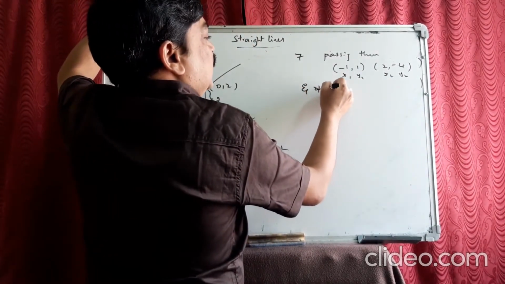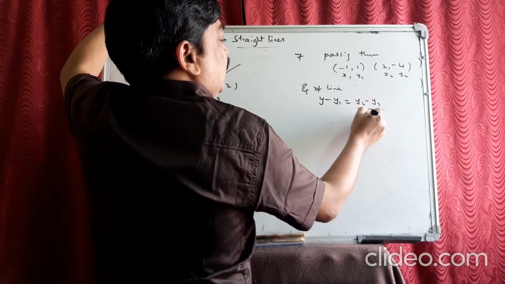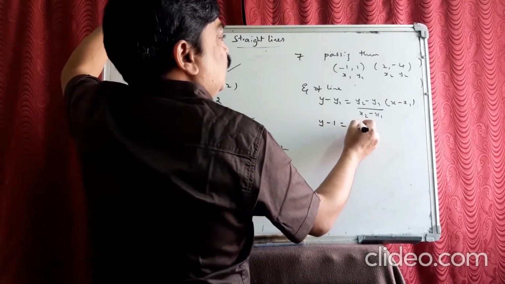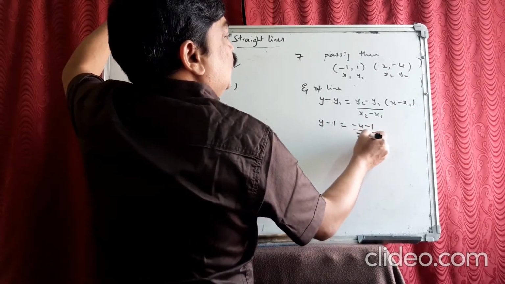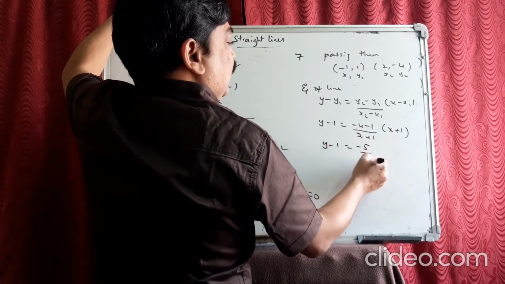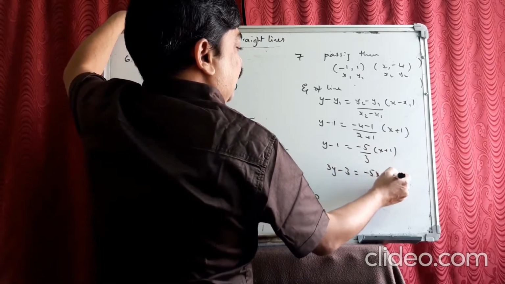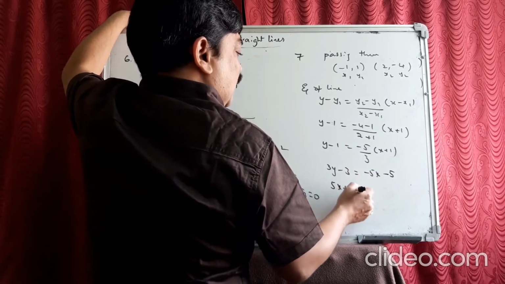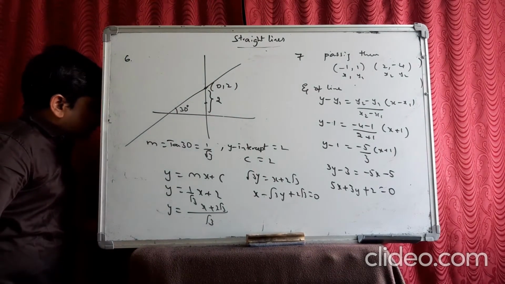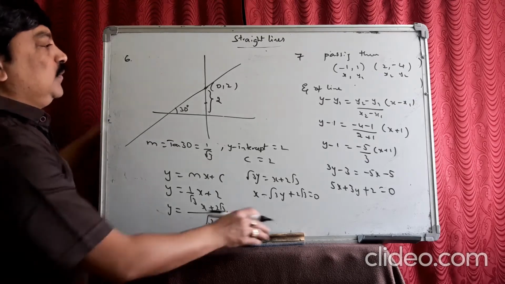Equation of the line formula in 2-point form: y minus y1 is equal to y2 minus y1 by x2 minus x1 into x minus x1. So y minus 1 equals minus 4 minus 1 by 2 plus 1 into x plus 1. It becomes y minus 1 is minus 5 by 3 into x plus 1. Cross multiply: 3y minus 3 equals minus 5x minus 5. Bring all the terms to one side. It becomes 5x plus 3y plus 2 is equal to 0. Next question.